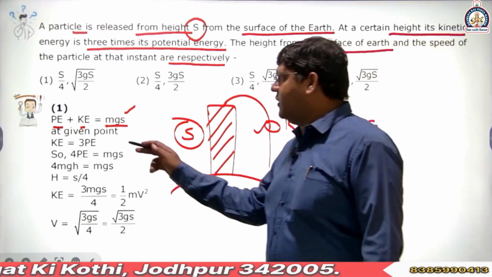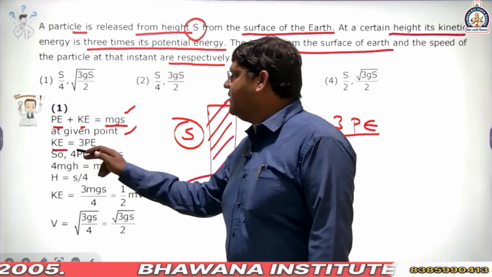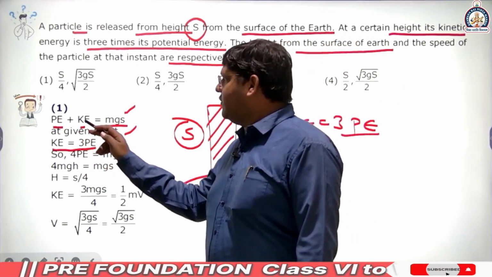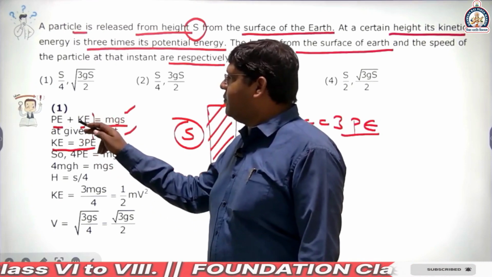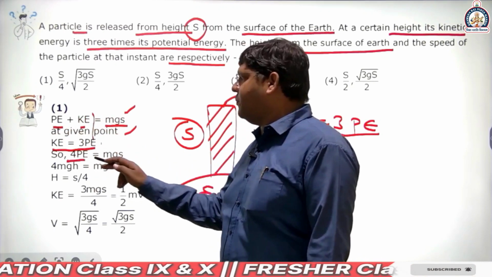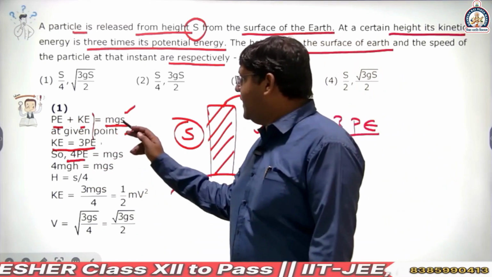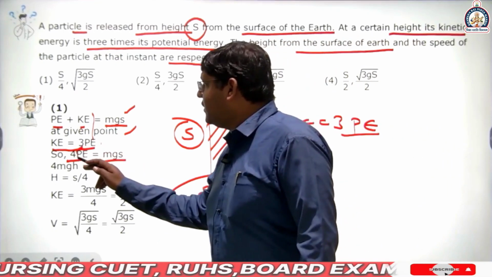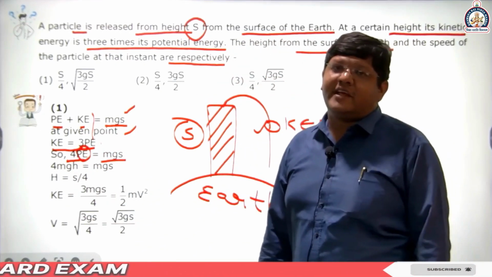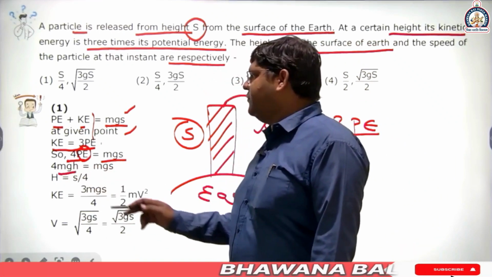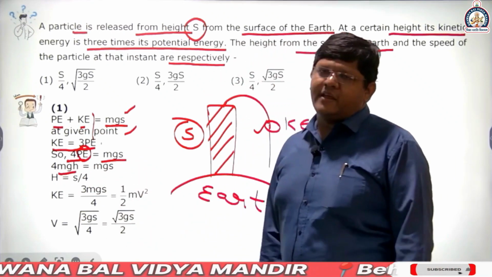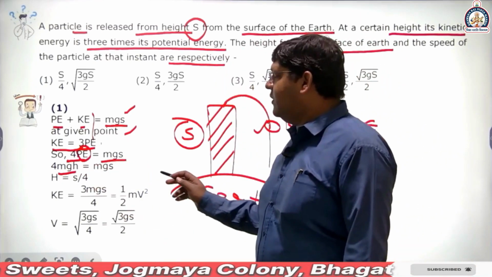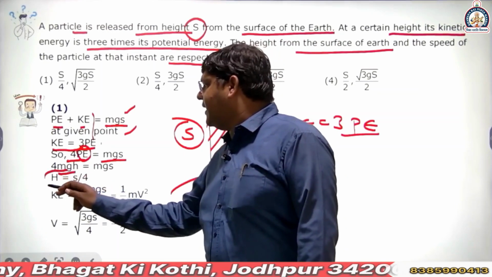Okay. According to the given condition, kinetic energy is equal to 3 times the potential energy. So we can simply put the value of kinetic energy as 3PE. When we put P plus 3P, we get 4P. 4P means potential energy, and on the RHS it is mgs. Now we know the formula for potential energy is mgh. So we put the value mgh, and on the right side it is already mgs. Now m cancels out, g cancels out. Capital H comes out to be s by 4.